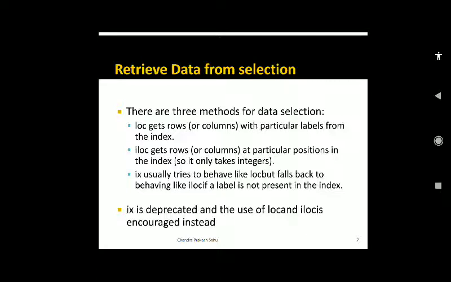And the second is ILOC, which gets rows at particular positions in the index. ILOC will display the particular positions. For example, if you give positions 0, 1 and 2, then those rows will be displayed. For the first one, LOC, if you provide a particular label, then up to that label in the series, all the rows will be displayed. IX is not currently being used, so it is not essential to go into this.